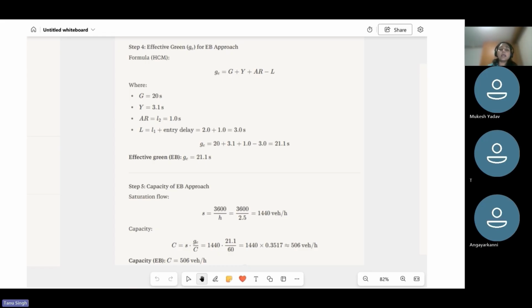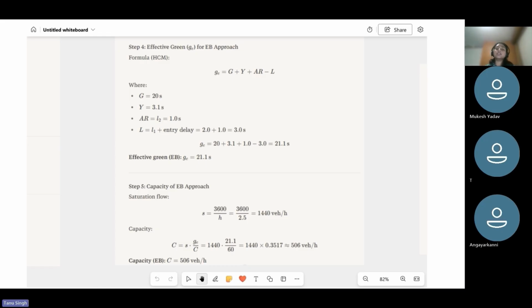Next, we have to calculate the capacity of eastbound approach. Saturation flow is calculated by S is equal to 3600 divided by H, where H is given in the question as 2.5. We get 1440 vehicles per hour. And then finally calculating the capacity, where C is equal to S into effective green divided by capital C. This capital C is the cycle length. So 1440 into 21.1 seconds divided by 60 comes out to be 506 vehicles per hour. So this is the capacity of eastbound approach.